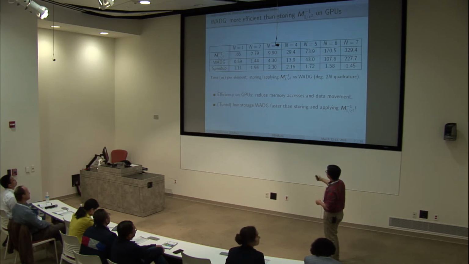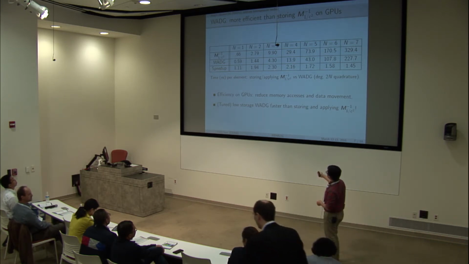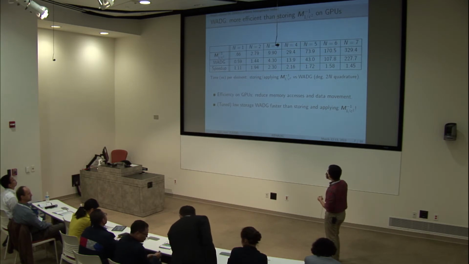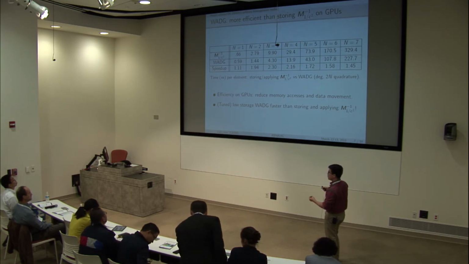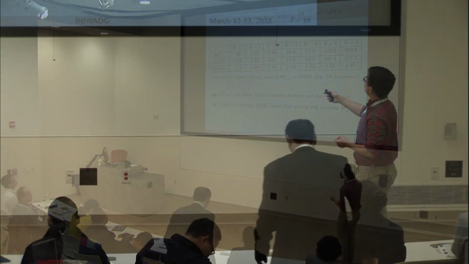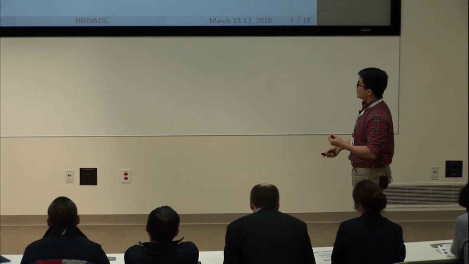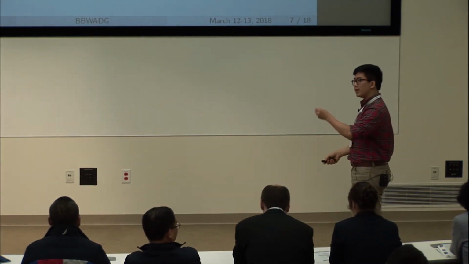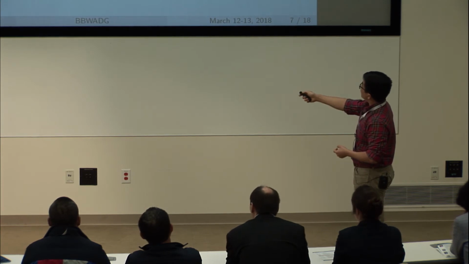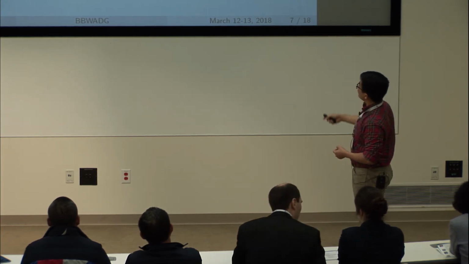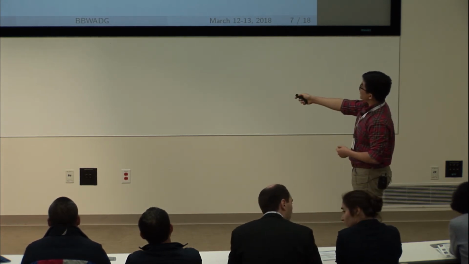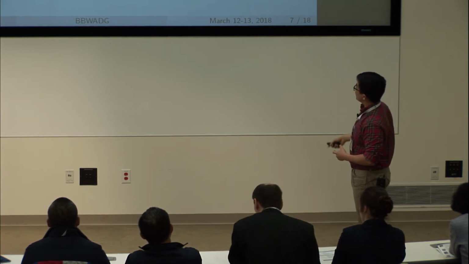As you increase the order, the speed up goes to around 2. If you increase the order to 3, your speed up stays around 2.3, goes to 2.6. If you go high enough orders, then you eventually find that the weight-adjusted DG is still faster, but a little bit less fast because the cost of weight-adjusted DG increases very rapidly with the order of approximation. This is also true for storing the mass matrix.